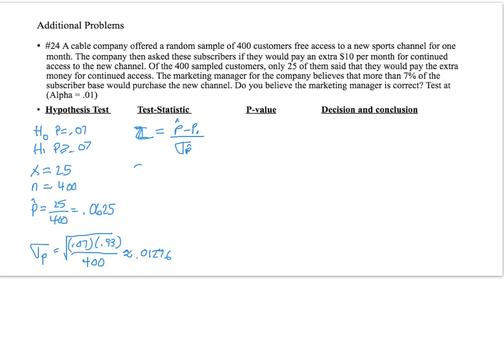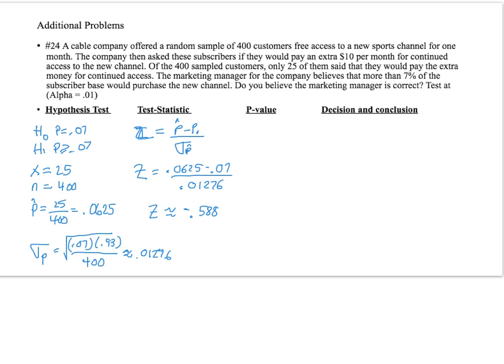Right? So z in this case is equal to 0.0625 minus 0.07 divided by what we got for the standard error, which was 0.01276. So z is approximately equal to negative 0.588. So now we have to find the p-value, right?